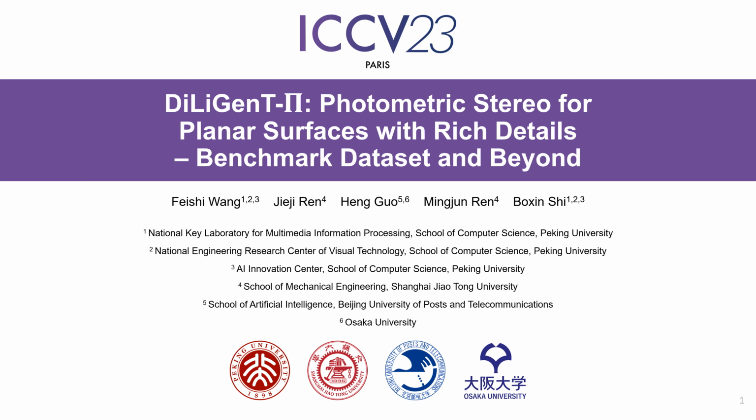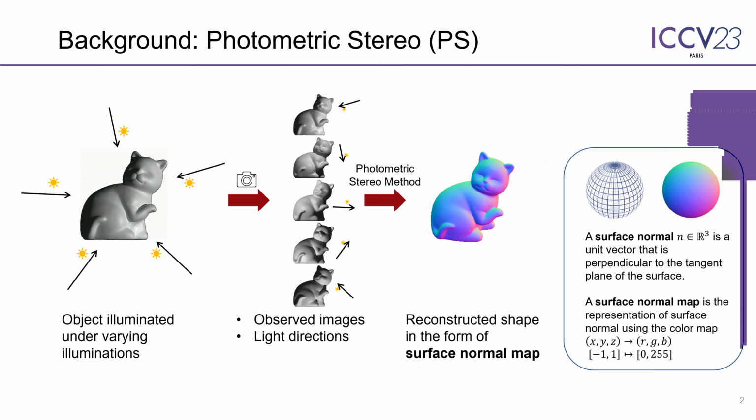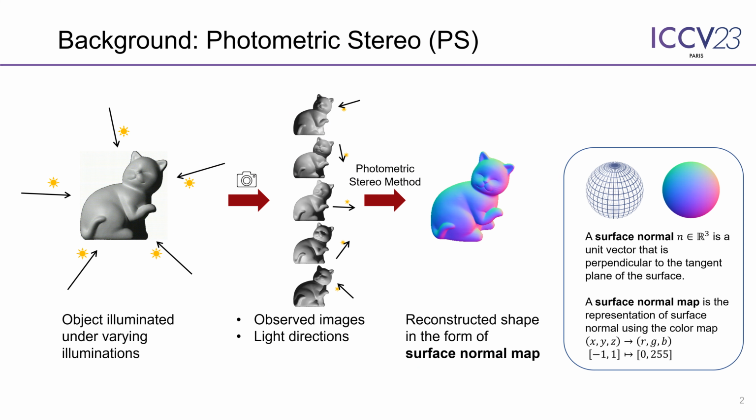In this paper, we propose a new dataset for photometric stereo, containing shapes with planar surfaces and rich details. Photometric stereo aims to recover surface normals from a stack of images taken with a single camera and varying illuminations.